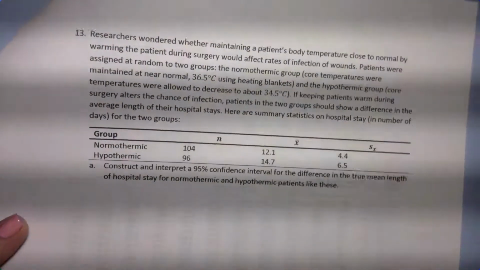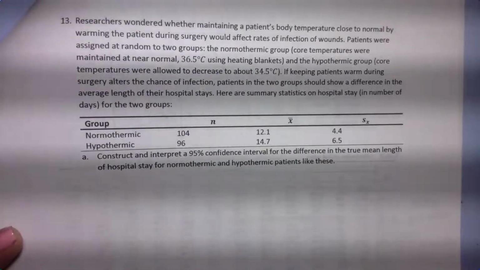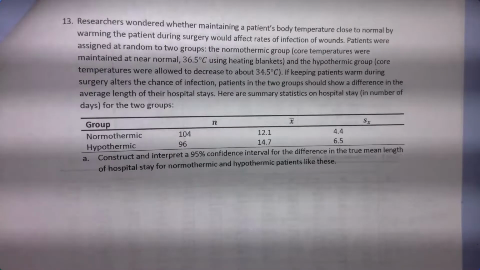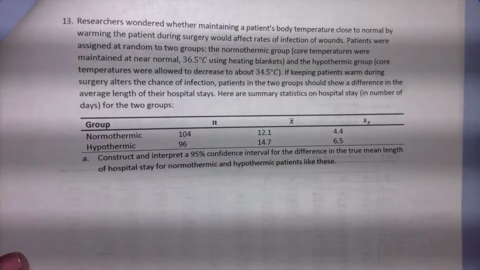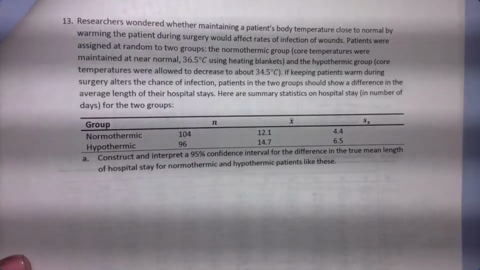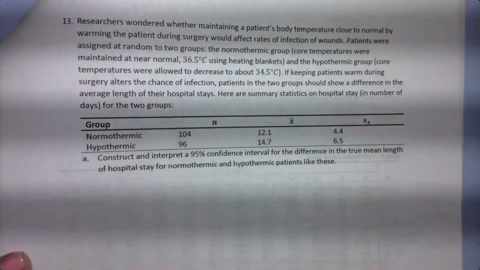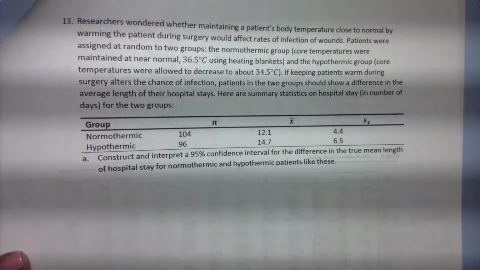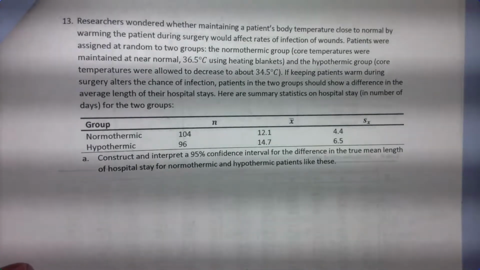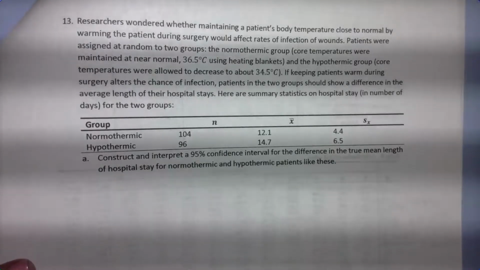Moving on to my real last question this time. It says, researchers wondered whether maintaining a patient's body temperature close to normal by warming the patient during surgery would affect rates of infections of wounds. Patients were assigned at random to two groups, the normothermic group, where their core temperatures were maintained at near normal, which is 36.5 degrees Celsius, using heating blankets, or the hypothermic group, where their core temperatures were allowed to decrease to about 34.5 degrees Celsius.